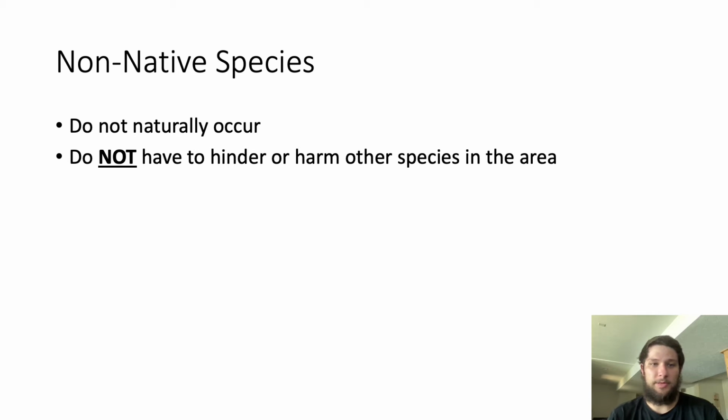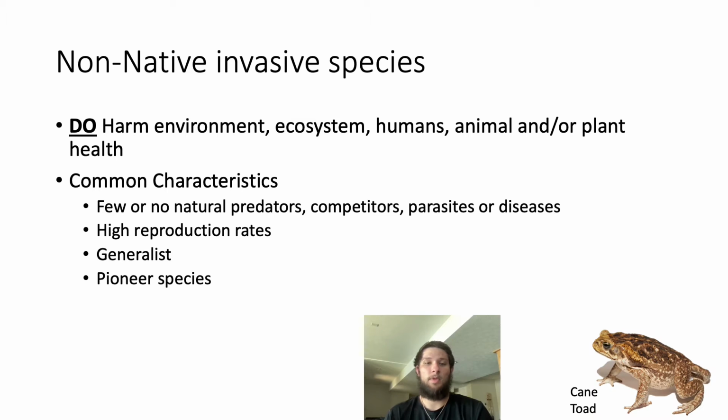What is a non-native species? A non-native species does not naturally reside or occur in the area. They also do not have to hinder or harm other species. However, they can hinder or harm other species. It's not a requirement in order to be a non-native species. Non-native invasive species do harm one or all of the following: environment, ecosystem, humans, animals, and or plant health. So invasive non-native species have the potential to harm just one or multiple or all of those factors.